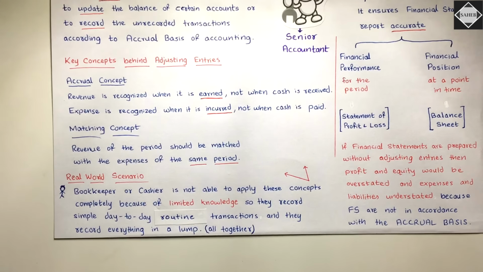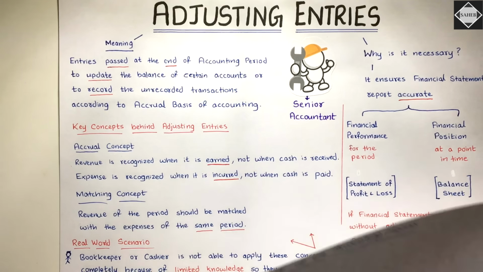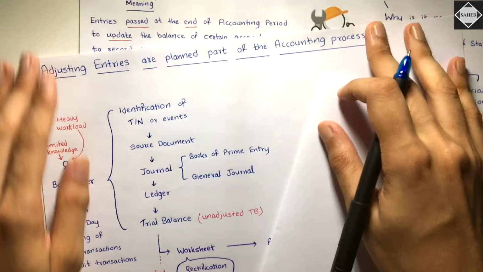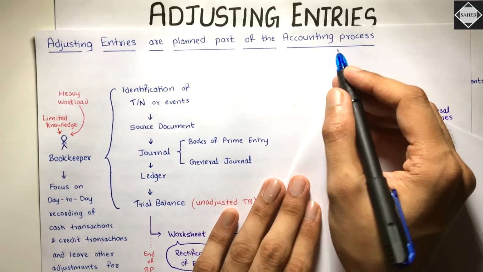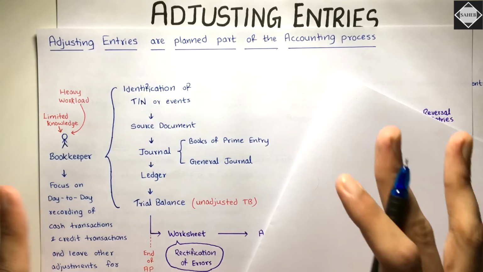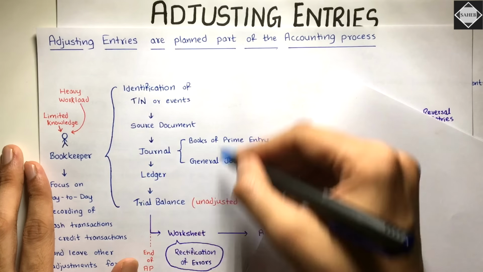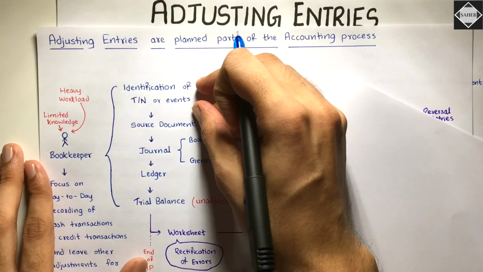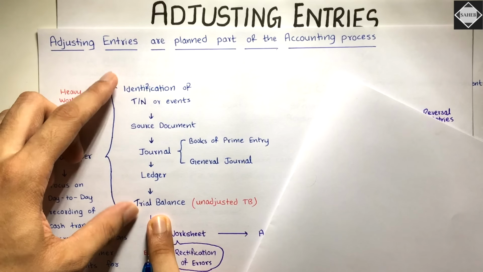So let me just show you how it all happens. See here, adjusting entries are a planned part of the accounting process. We have deliberately kept it like this. Understand properly: this is the process called bookkeeping, from identification of the transaction till the unadjusted trial balance. This entire process. Fine.